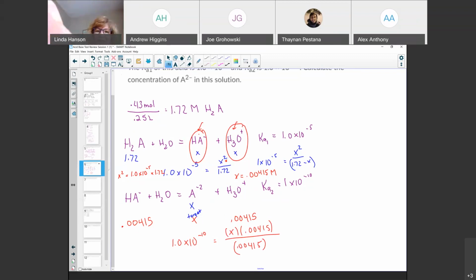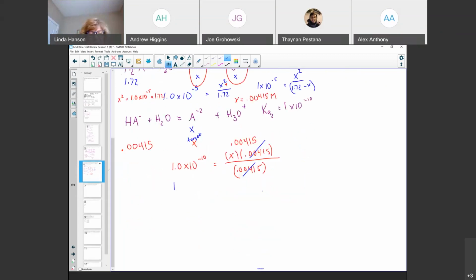What happens in second ionization, and this is always true, the concentration of these conjugate pairs, the H+ and the HA-, they're always going to cancel. So the value of Ka2 is going to be equal to the second ionization, A-2, that anion of the original diprotic acid. 1 times 10 to the negative 10th would be your value.